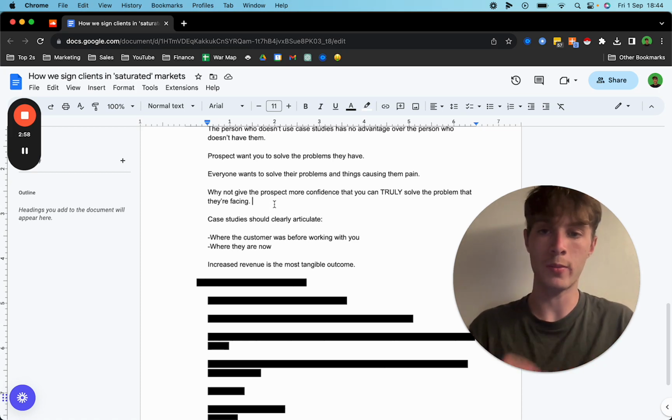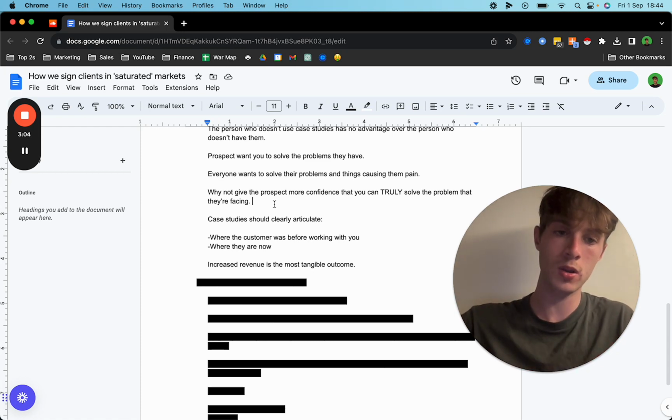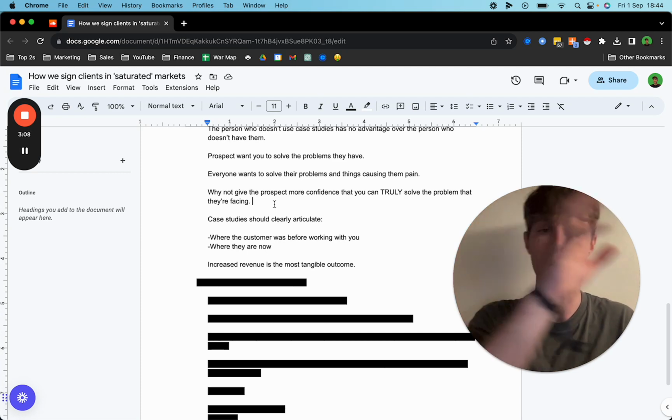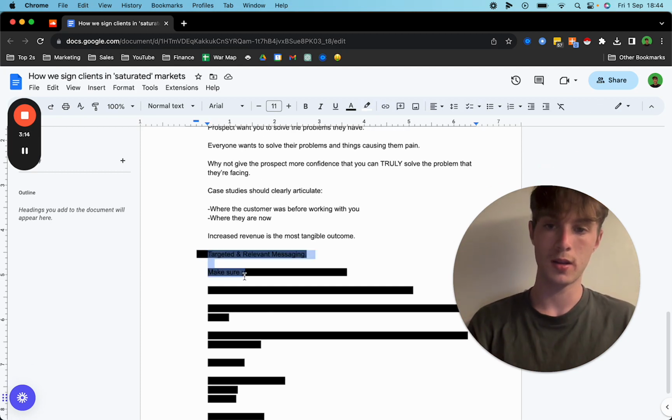So just a simple framework for the case studies that you can do. They should clearly articulate where the customer was before working with you, where they are now, and ultimately the tangible outcome that you've helped them achieve. So whether that's revenue, whether that's time saved, it can really be anything.